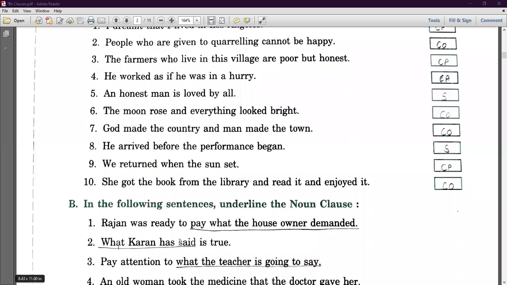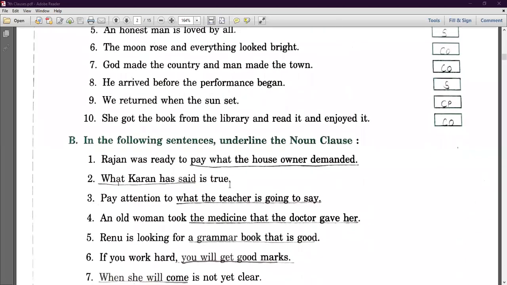Now, the next exercise says: underline the noun clause in the following sentences. So, Rajan was ready to pay what the house owner demanded. Underline: what the house owner demanded. I suppose that you are having pencils in your hand. Kindly do the exercise with me. What Karan has said is true. So, what Karan has said.